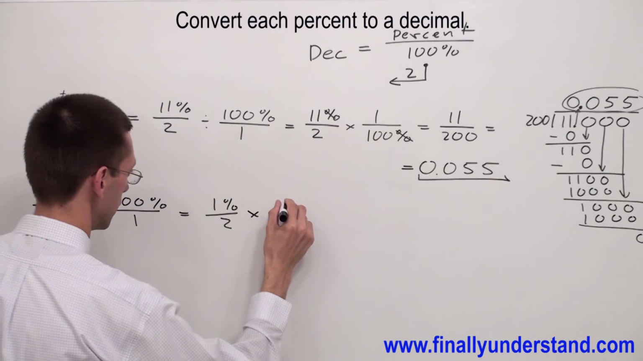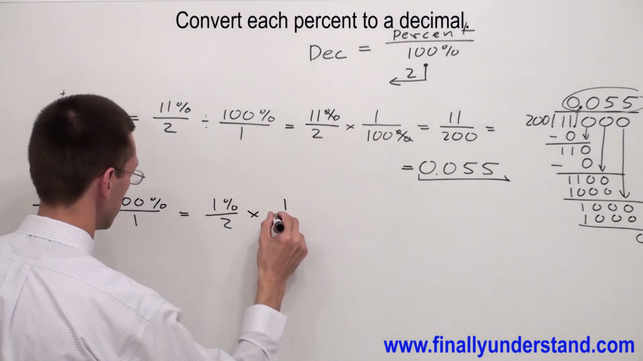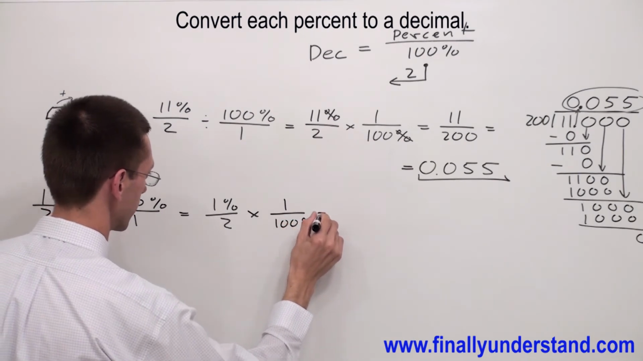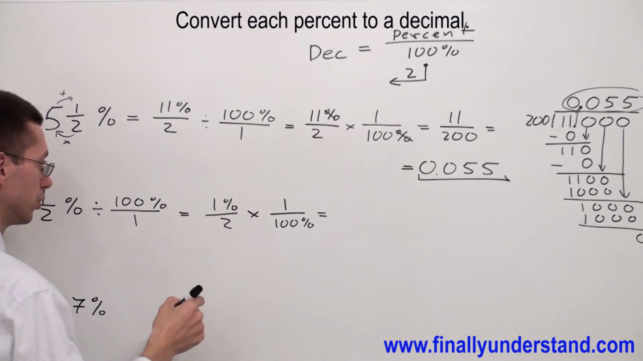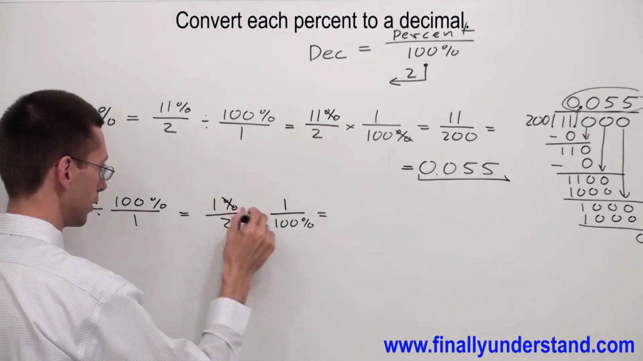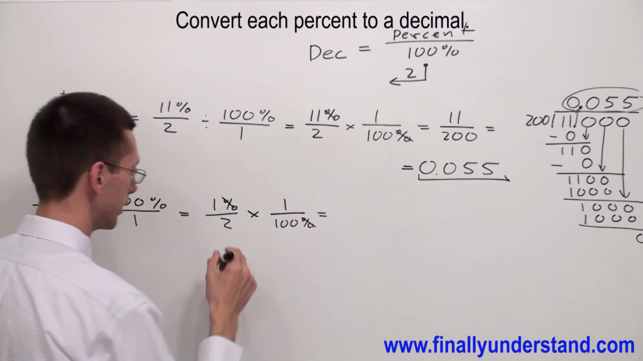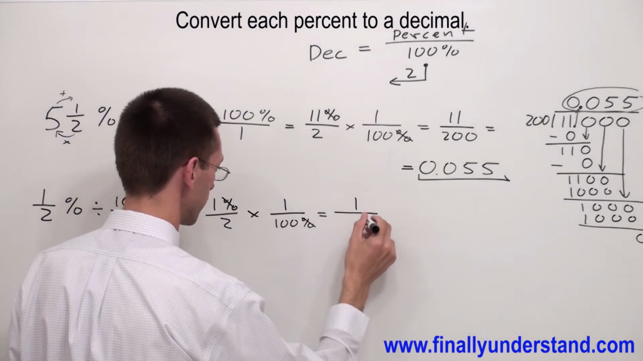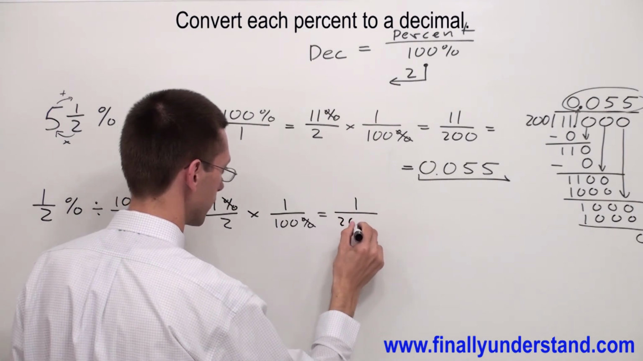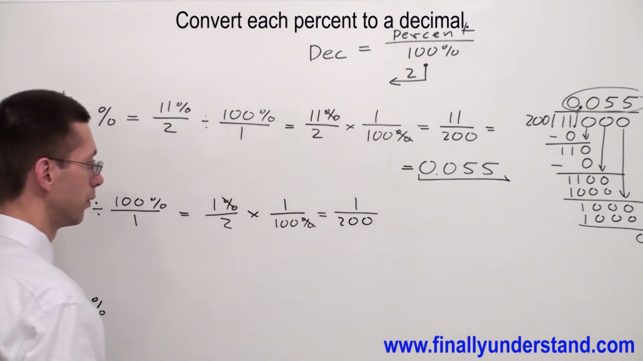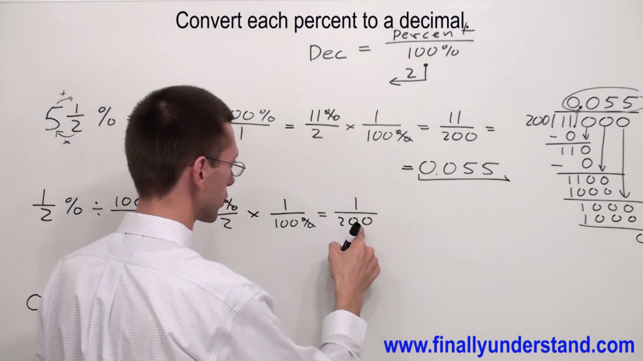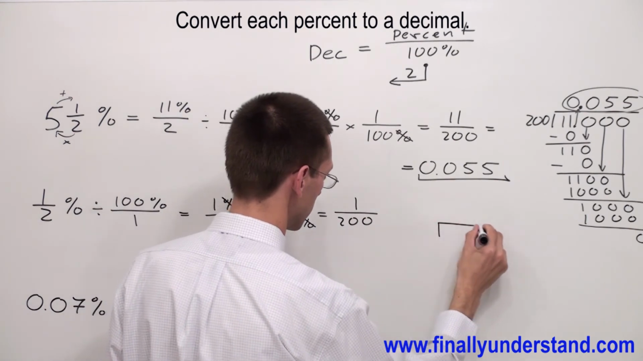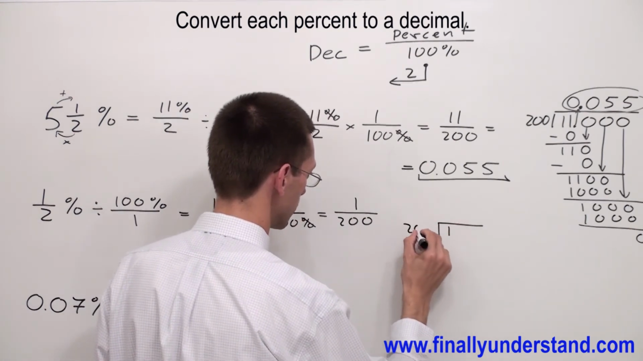which is going to be equal 1 over 100%. Okay? We cannot reduce any numerator or any denominator besides eliminating percent. Okay, now I can multiply numerator by numerator and denominator by denominator, so I'm going to have 1 over 200. Okay, now we have to convert this fraction to the decimal, simply dividing 1 by 200.